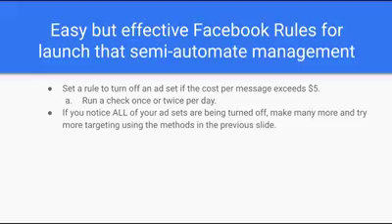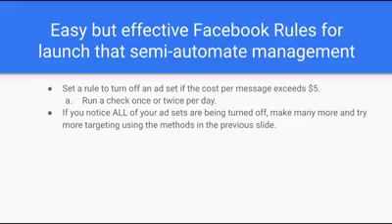So the first thing you want to do, set a rule within Facebook that tells Facebook, hey Facebook, I want you to turn off an ad set if the cost per message exceeds $5 in the last 24 hours. And you can run this check once or twice per day. I generally just do once, and I set it to run around noon Pacific Standard Time. I'm going to show you how to put this in place, but first let me just cover the second point here.